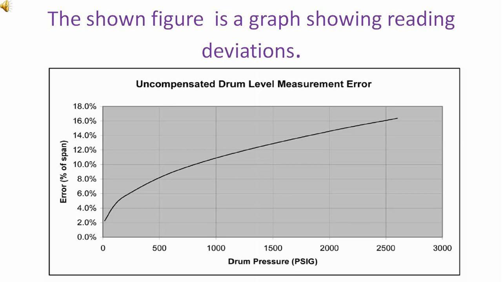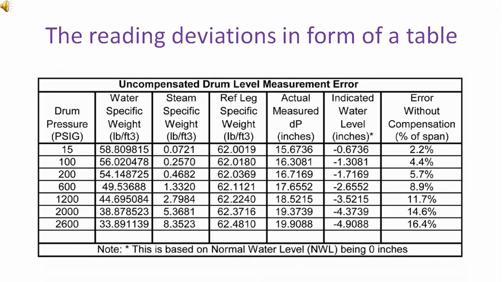This is the graph for uncompensated drum level measurement error. Here we can see that as the drum pressure increases, the error percentage increases. This is the tabular form for the uncompensated drum level measurement error.